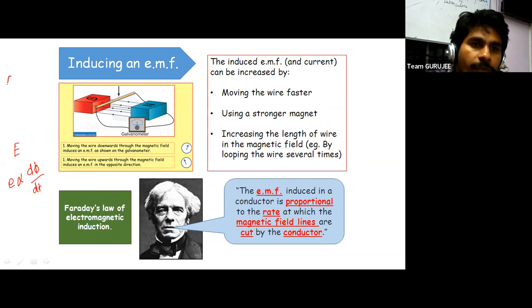Phi is a Greek symbol. Phi is nothing but what is called magnetic flux. Phi is called magnetic flux.